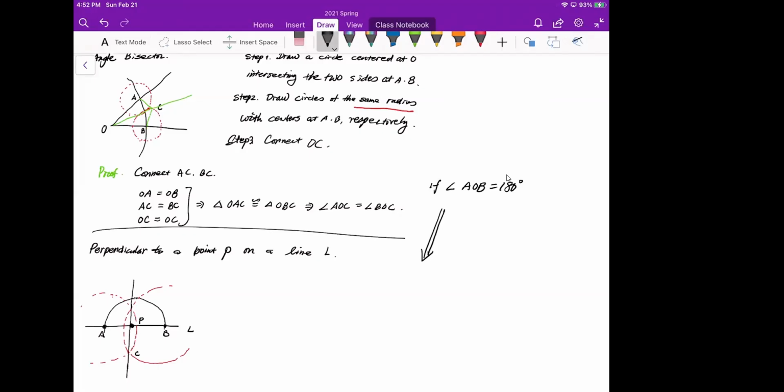Does that make sense? So you can see that it's exactly the same idea. Does it make sense? Right? And so it's the same thing. Basically, it's just the same as before, in the case that the angle is 180 degrees, so we can get this.